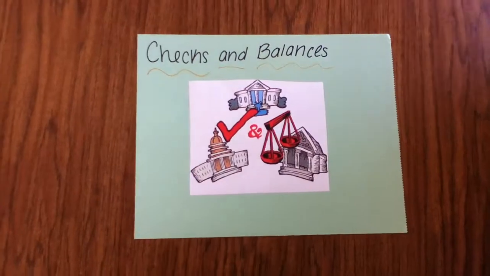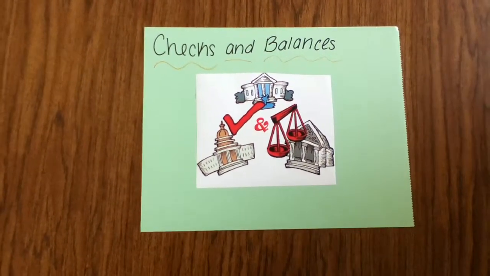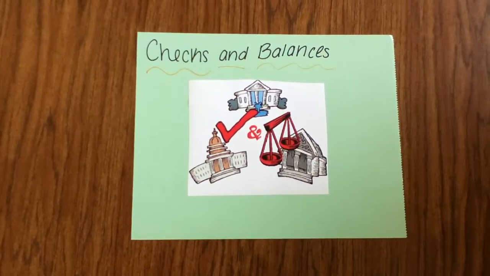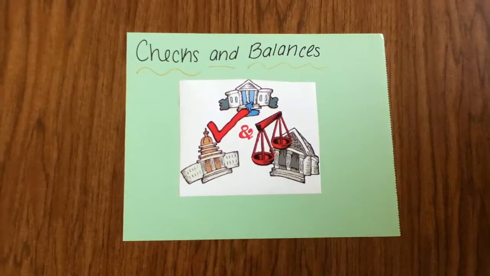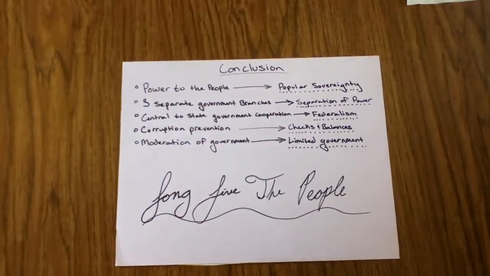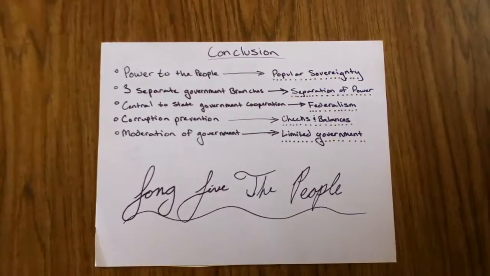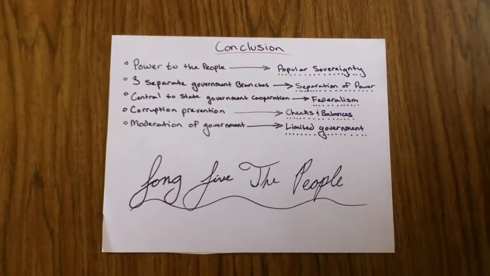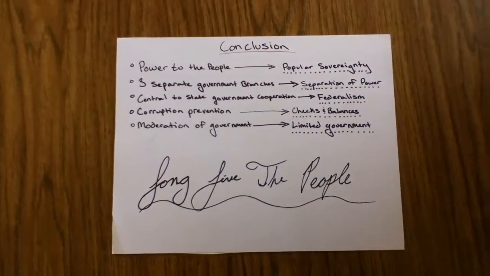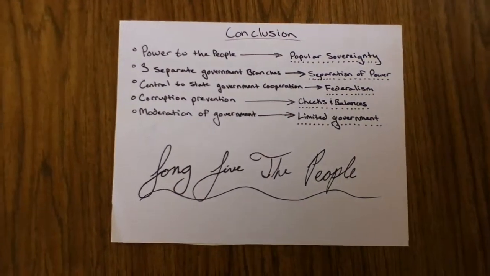As you can see, this picture depicts all the branches of our government, including legislative, executive, and judicial. Each has a certain amount of power over the other and makes sure to keep them in line. In conclusion, power to the people is popular sovereignty, as three separate governmental branches is the separation of power. We wanted to make sure, as the U.S., that power would be separated equally among everybody.